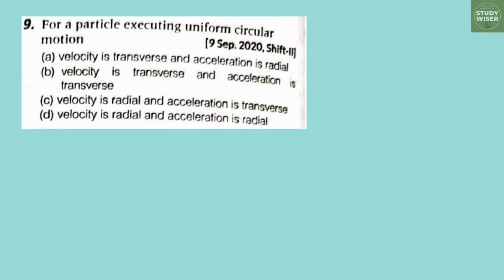Now coming to the 9th question. For a particle executing uniform circular motion, velocity is transverse and acceleration is radial. Velocity is transverse and acceleration is transverse. Velocity is radial and acceleration is transverse. Velocity is radial and acceleration is radial.